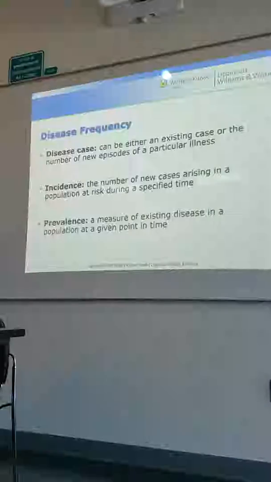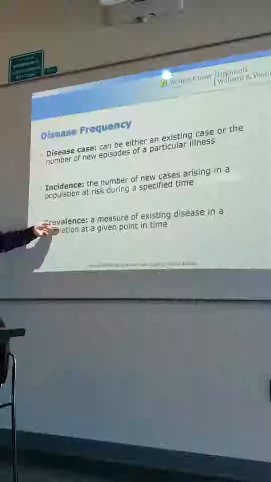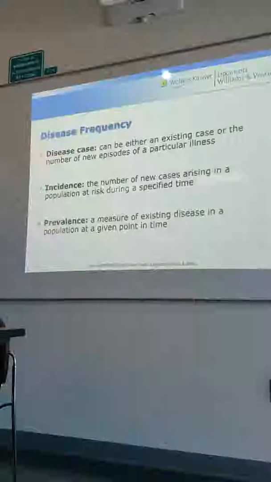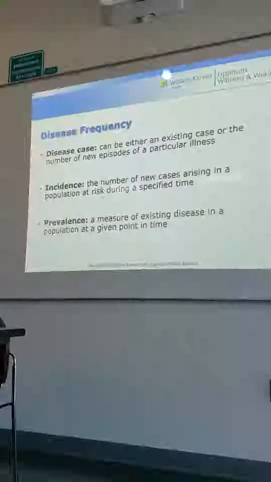Prevalence is a measure of existing disease in a population at a given point in time. How many people have this disease this year? Like the flu and stuff like that. But it can be anything, diabetes, anything, right? Lyme disease, they're looking at this a lot.